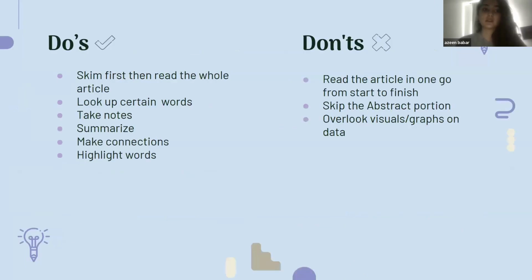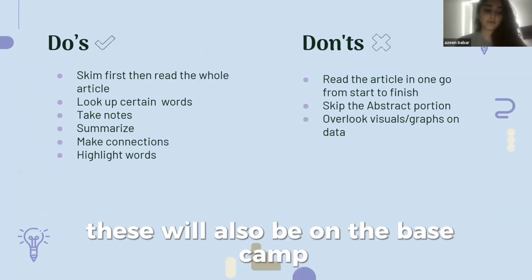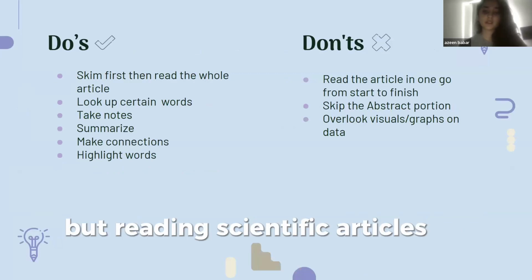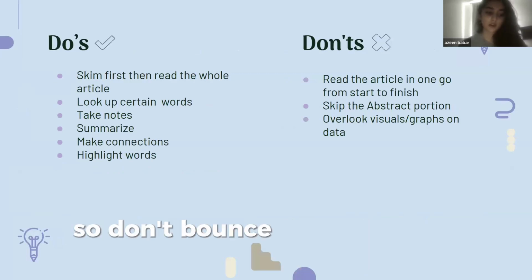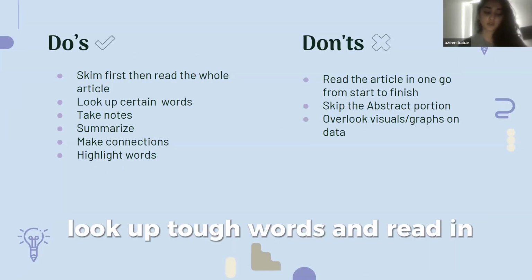Okay. So here's a list of do's and don'ts. These will also be on the Basecamp. But reading scientific articles is a skill. So don't bounce around, stick to the structure. Skim it first, look up tough words, and read in logical order.